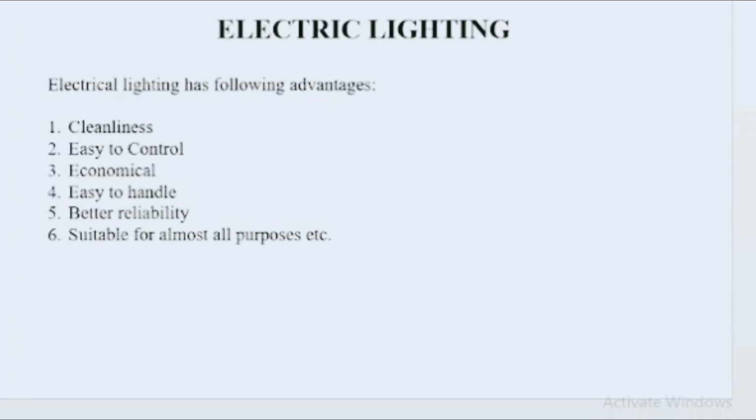Next, better reliability. Better reliability is nothing but better performance. Whatever input we have given, the output will be as expected. The performance of lights, whether LED or LCD, will be very good and suitable for almost all purposes. Electric lights are not meant for a particular place or thing; they are useful for almost all purposes.